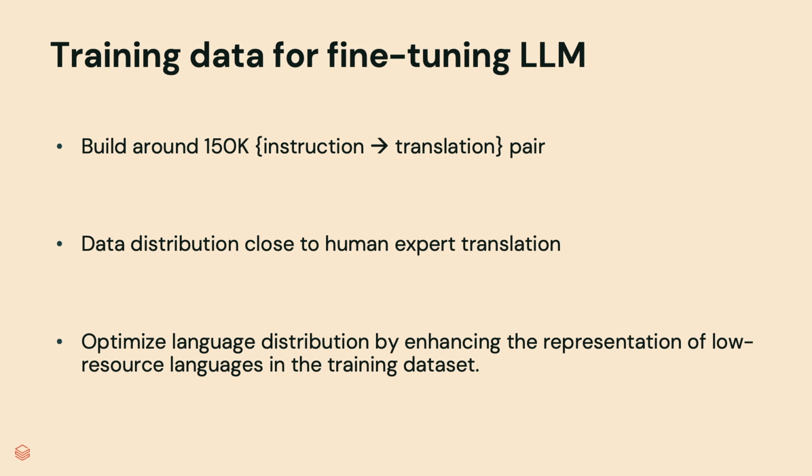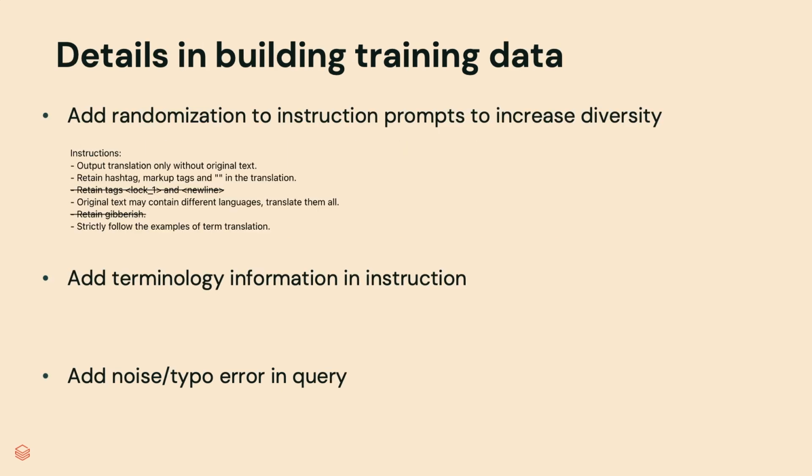This data set contains different language pairs, and to enhance the performance in low resource languages, we increased the ratio of those low resource languages in this data. Here are some tricks for preparing the training data. We add some randomization to instruction prompts because we don't want all of the training samples to have exactly the same instruction. Secondly, we added terminology information retrieved from the database for each pair in the training set, which means the training set contains not only the query, but also the information we collected in the database.